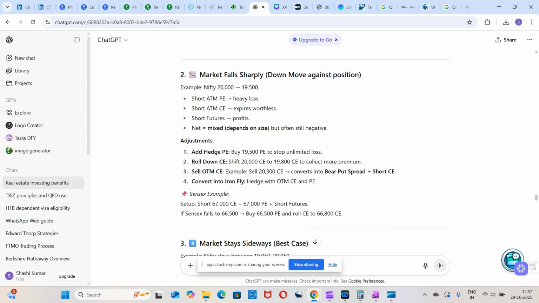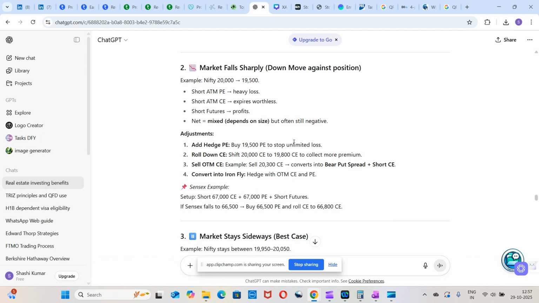Slightly, either positive or negative it would be. Okay. So here, if such a thing happens, then you can add a hedge P. You can buy one more P, to stop unlimited loss.